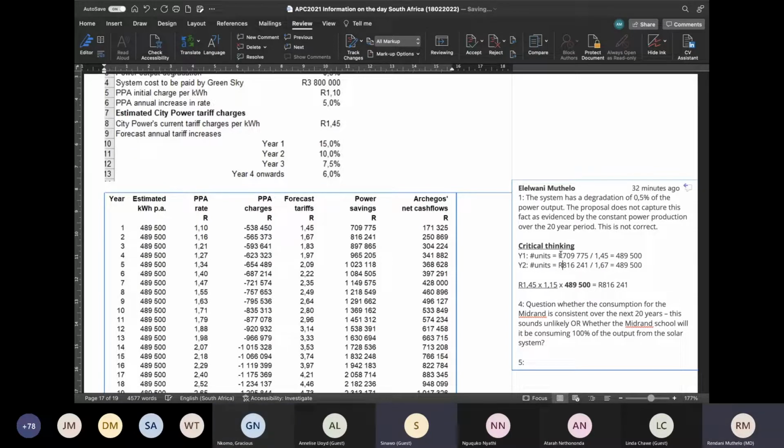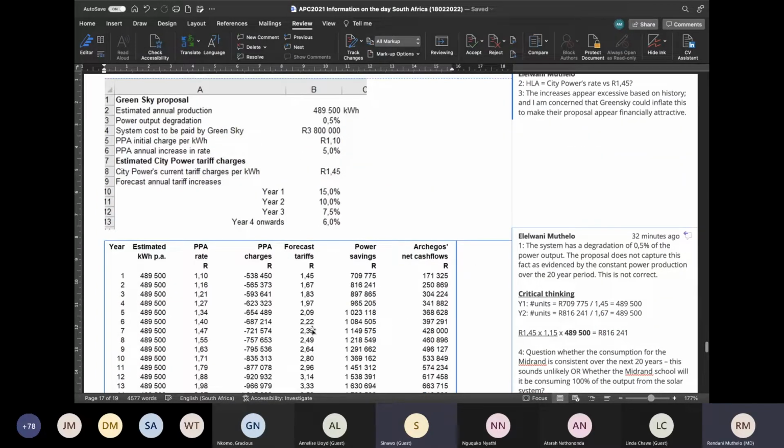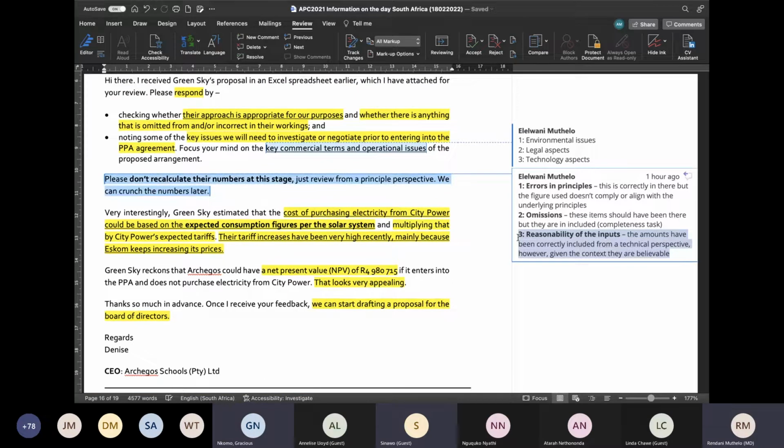100% agree. And I think to the earlier question, don't shy away from doing some ratio analysis to get a good sense of the numbers. The number can be accurate, but is the input correct based on the information that you were given? Yes, and that's number 3. That's why I said the amounts have been correctly included from a technical perspective. However, given the context, are they believable? Do you see that? That's what I was raising, yes.